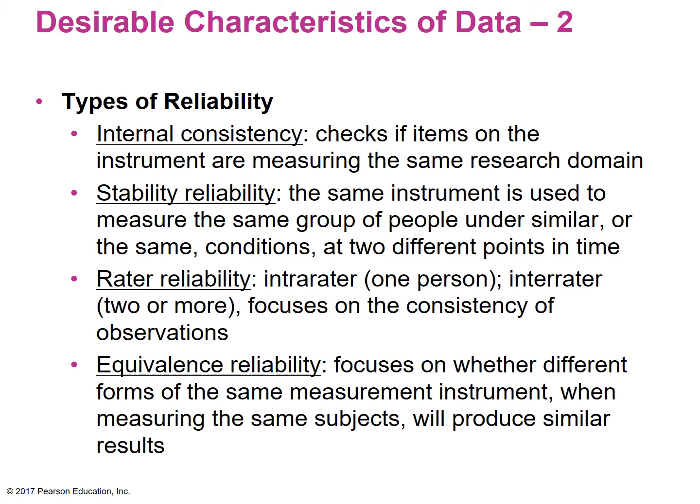And then finally, equivalence reliability. So if we look at the definition, it focuses on whether different forms of the same measurement instrument, when measuring the same subjects, will produce similar results. There's a number of different ways you can do this, a number of reasons why, but the most common reason is when you're engaged in an effort to shorten your instrument by reducing the number of questions in the survey. It's no secret that people are more likely to complete a short survey than a long survey.